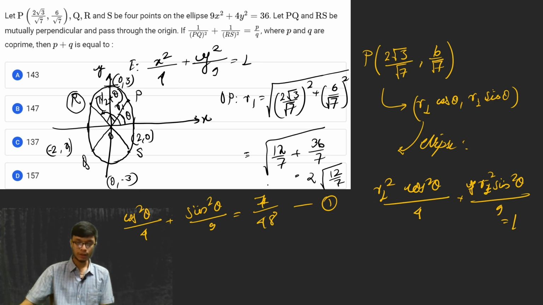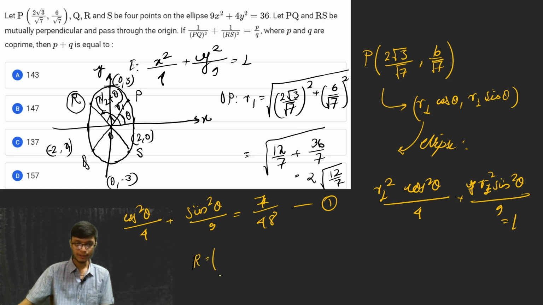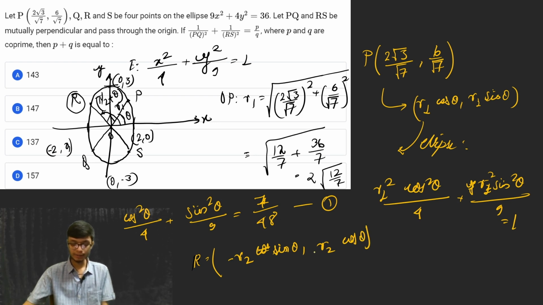All right. So from here, in place of theta, you just put pi by 2 plus theta. Then you will get the point R as minus, and the radial distance will be somewhere different, and that is r2. So r2 sine, since pi by 2 plus theta, cos theta becomes sine theta. So minus r2 sine theta comma r2 cos theta. All right, so that will be the coordinate of R, and we also know that the line RS is perpendicular to the line PQ, so the angle between them is 90 degrees.